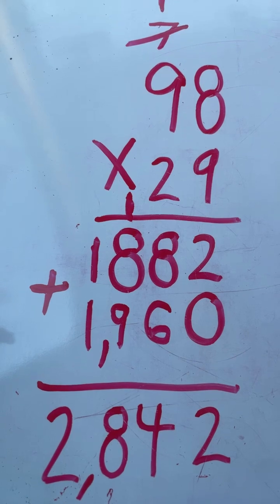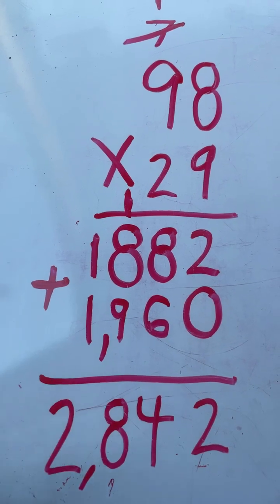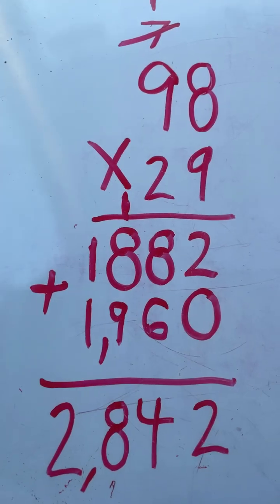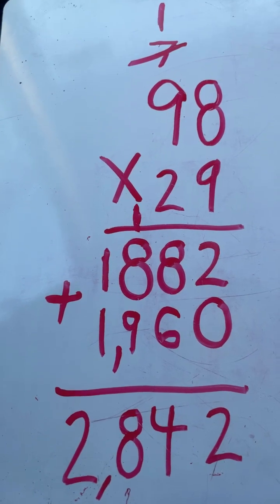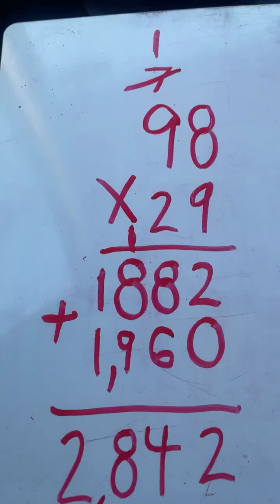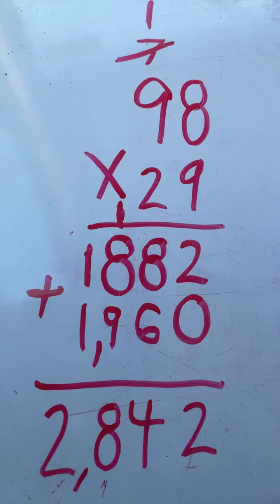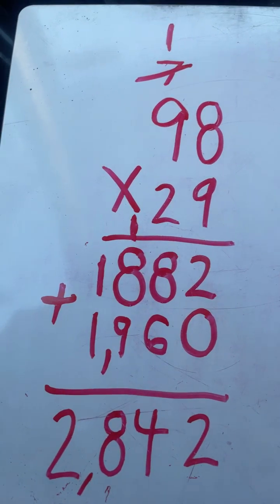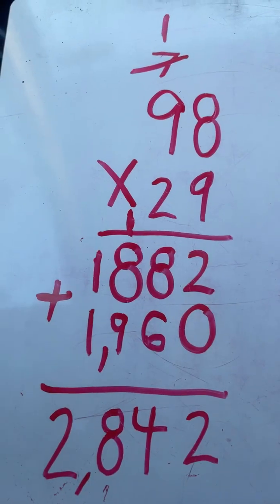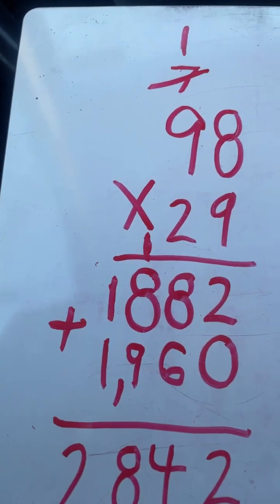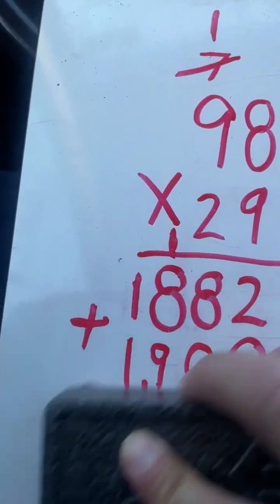And we have our final answer. 98 times 29 equals 2,842. All right, now we are going to come up with one more example problem. This will probably be the final example of the video.